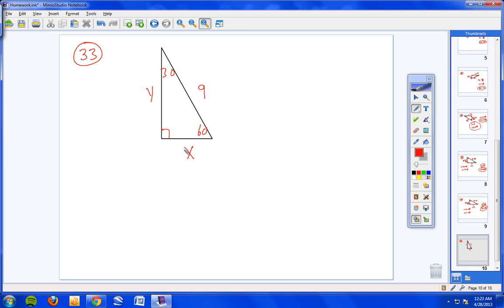Okay, here we go. Let's quickly label our sides. Here's your right angle, so this would be your hypotenuse over here. Here's 30, so go straight across. This would be your shorter leg. Here's 60, go straight across. This would be your longer leg.